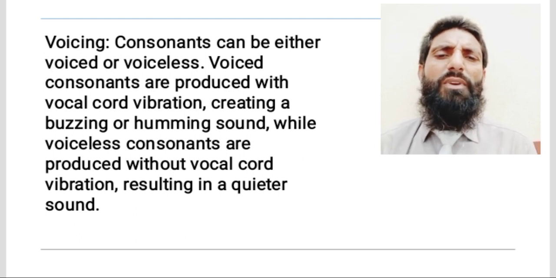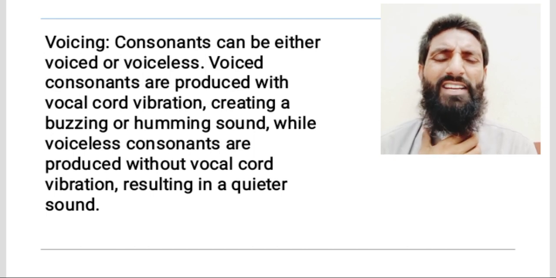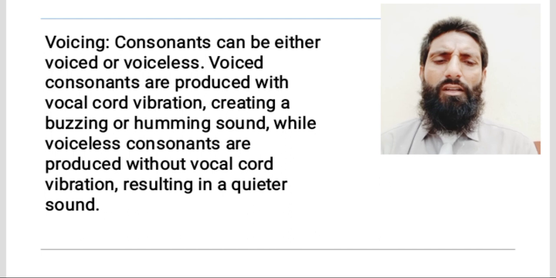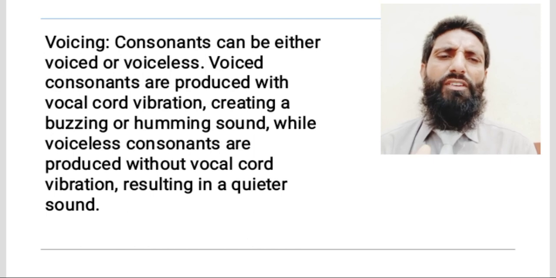So consonants can be either voiced or voiceless. Voiced consonants are produced with vocal cord vibration, creating a buzzing or humming sound, while voiceless consonants are produced without vocal cord vibration, resulting in a quieter sound. When there is only a minor movement or oscillation in the vocal cords, we say these are voiceless consonants. If there is an obvious vibration, we call them voiced consonants. It entirely depends upon the vibration and oscillation observed in the vocal cords.